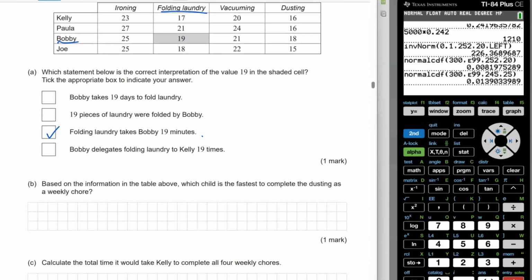It says, based on the information in the table above, which child is the fastest to complete the dusting? Okay, so we're looking down here and we can see that it's going to be Joe, who only takes 15 minutes to do dusting.